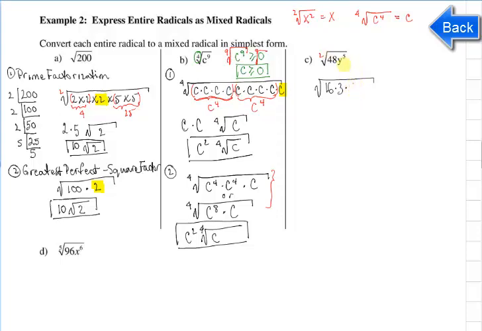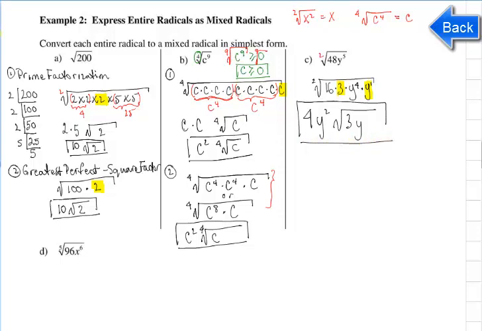y to the 4, and then times y to the 1, right? Because y to the 4 times y to the 1 gives me y to the 5, and now I can take the square root. The square root of 16 is 4, and the square root of y to the 4, well, you work it out by going 4 divided by your index of 2, and that's 2, so you're going to write y squared. And what you have left inside your bracket is 3 and y to the 1, and so you're going to go square root 3y. And here is your answer for this.